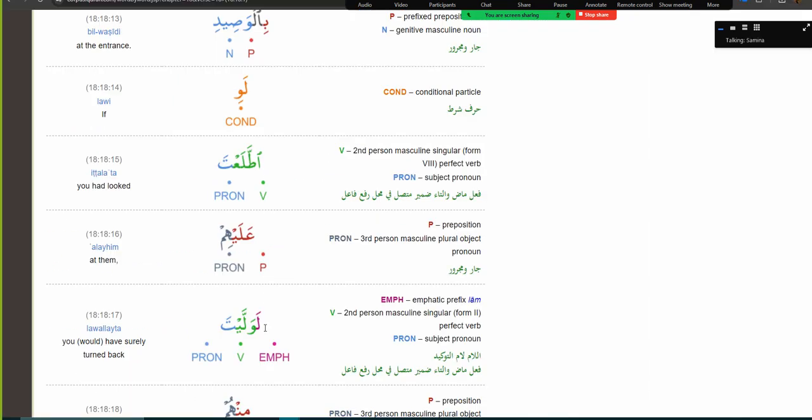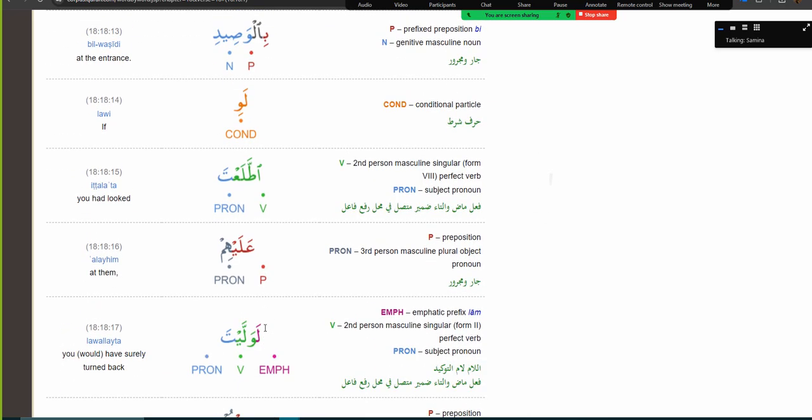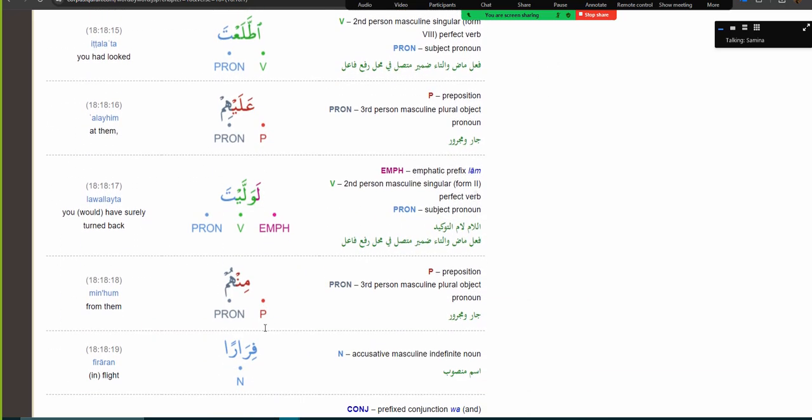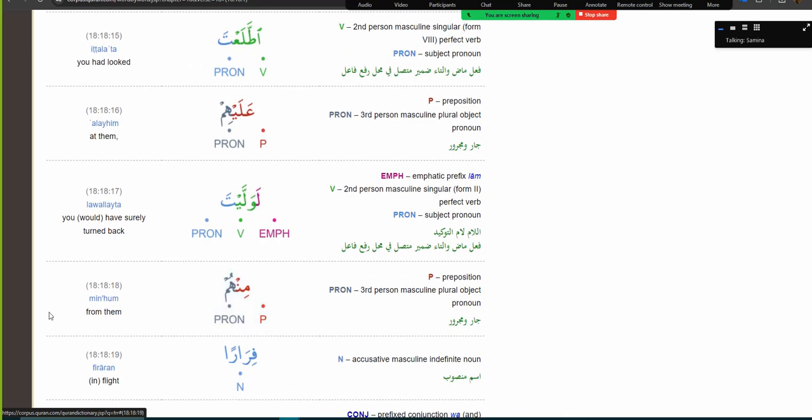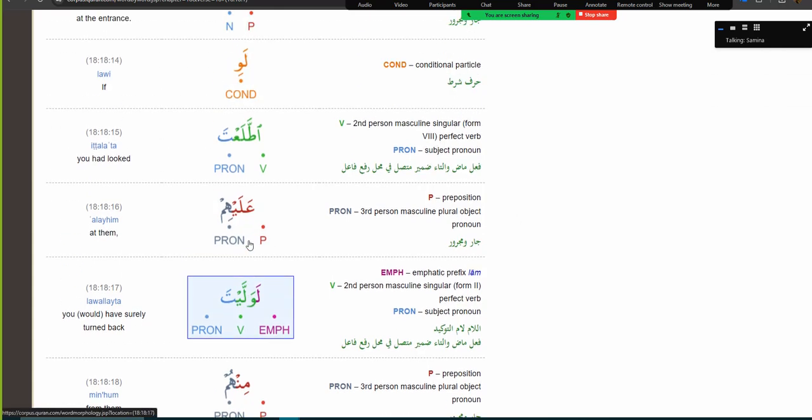So, and the example is Surah Kahf. We have law ittala'ta alayhim lawallayta minhum firara. So here we have law, right? This is a conditional sentence. Law ittala'ta alayhim, if you had looked at them, lawallayta minhum firara, you would have surely turned back from them in flight. So here we have law followed by lam with a fatha, right? So whenever you have a law, this will be followed with a lam with a fatha.